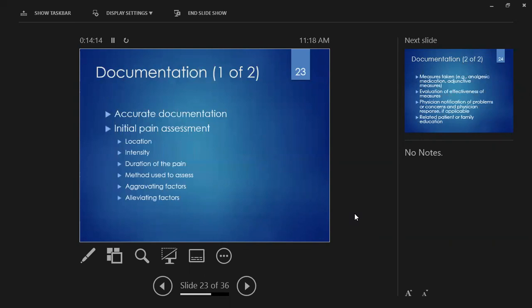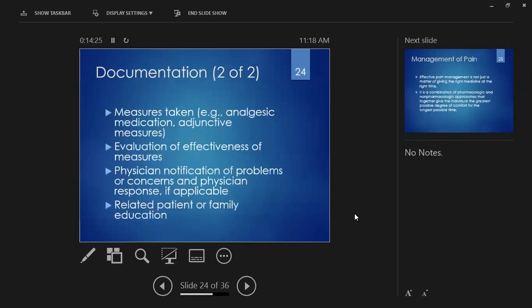We need to accurately document about pain: the location, the intensity, the duration, how we assessed it, what aggravates it, what makes it better. What measures we did to make it better, whether they be analgesic or adjunctive. If it's non-pharmacologic, we need to put it in there too. An evaluation of how effective our measure was, that we notified the doctor if there was a problem, and what the physician decided to do. And that we taught the patient and the family about pain or pain medication, etc. Whatever education we did, that we documented it. If you don't document it, you didn't do it, right?